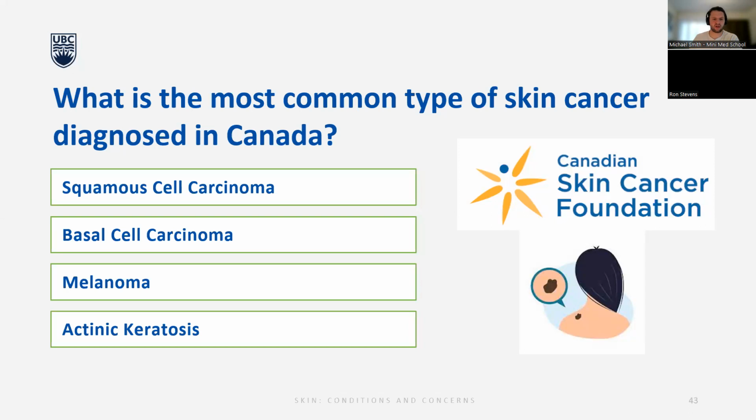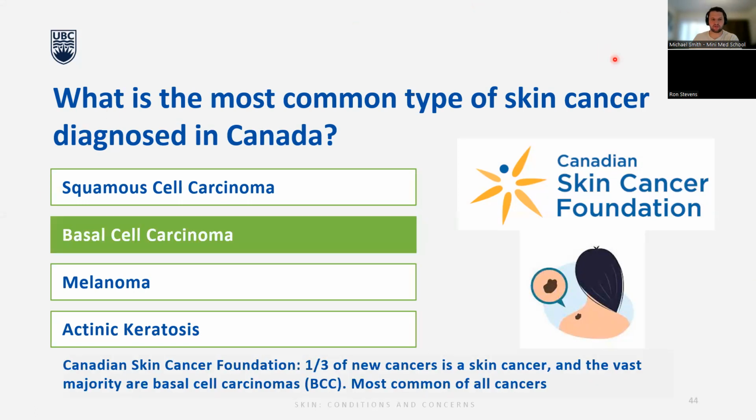And so that's helpful. I guess we have some well-informed people or some educated people in the room that do know that basal cell carcinoma is actually the most common type of skin cancer diagnosed in Canada. When I was first learning this, I didn't get that right. I thought it was going to be more like the melanomas and stuff, but that is actually correct.